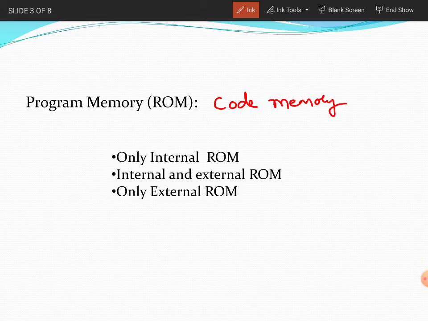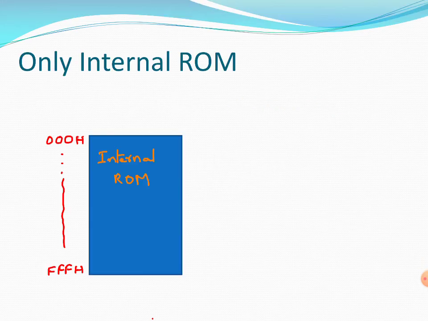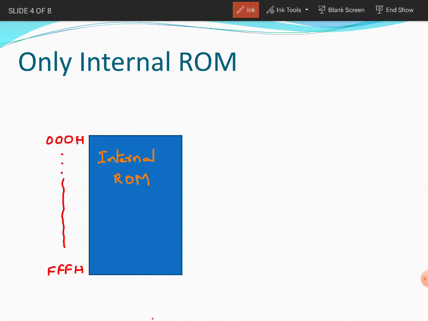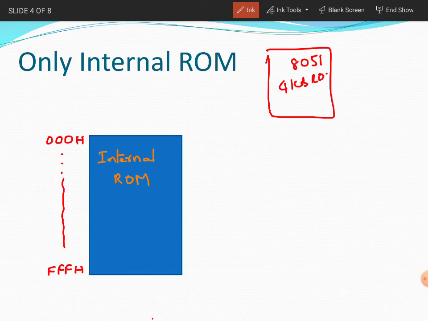We can have the program memory, that is the ROM, read-only memory, in three different ways. One is only internal ROM, the second is internal plus external ROM, and the third is only external ROM. We will study each one. First, only internal ROM. From the features of the 8051 microcontroller, we already know that the 8051 has 4 kilobytes of on-chip ROM.